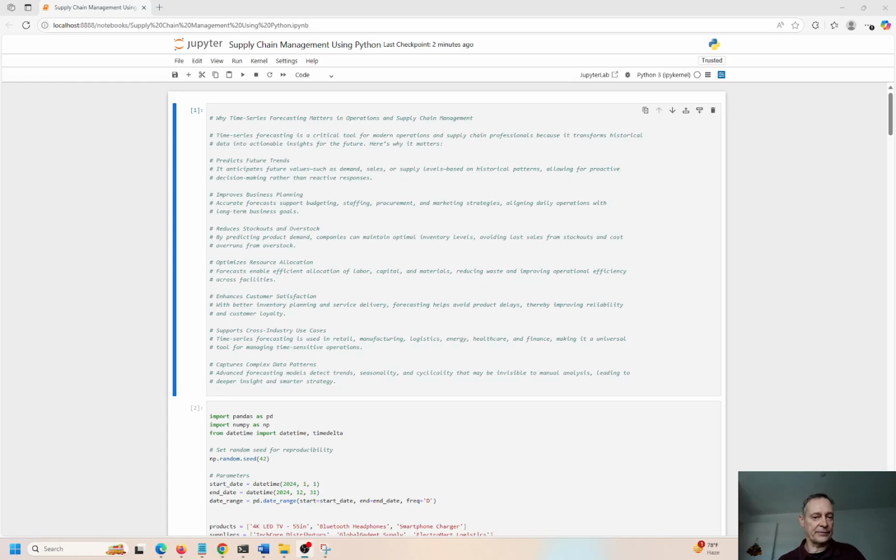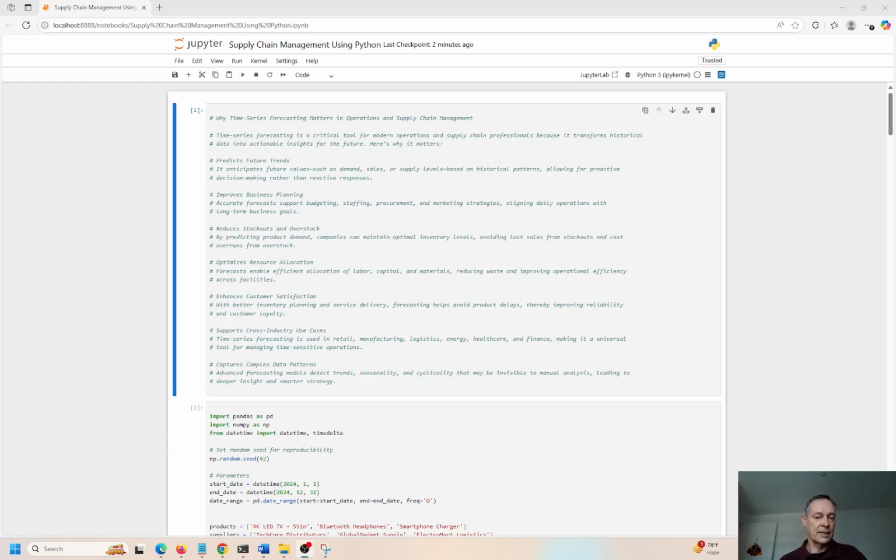This helps enhance customer satisfaction, right? If the customer walks into the store, they expect the products to be on the shelves. They want to make a purchase, right? If it's overstocked, it's fine for the customer, but it's a little bit bad for the business. If it's sold out, then the customer is going to be disappointed. Maybe they're not going to come back again. Maybe they'll go to another store down the street, right? So it supports cross-industry use cases. Again, time series modeling, retail forecasting, manufacturing, logistics, energy, healthcare, financing, right? It has an impact on the entire business, right?